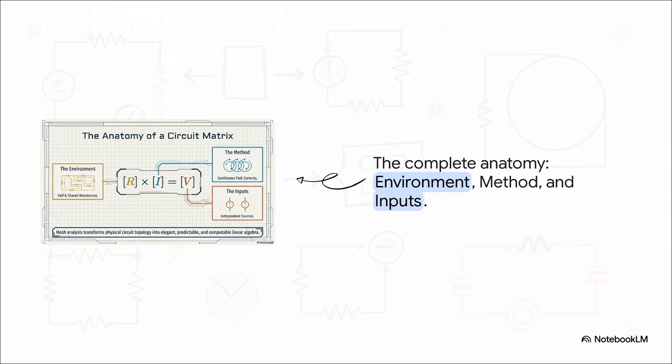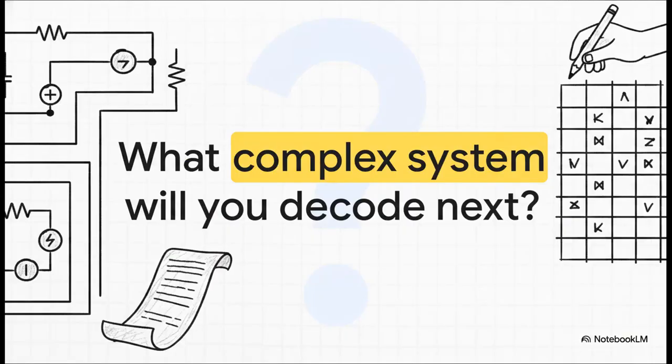This perfectly unifies our entire journey from chaos to order. You've got the circuit environment with its self and shared resistances feeding into the R matrix. You have the continuous path method feeding into the unknown I matrix. And you have the independent source inputs feeding into the V matrix. We have officially transformed physical circuit topology into elegant, predictable, and highly computable linear algebra. You now have the foolproof playbook to eliminate those annoying algebraic errors forever. By shifting your paradigm from splitting branches to continuous meshes and relying on mathematical symmetry, you are completely in control.